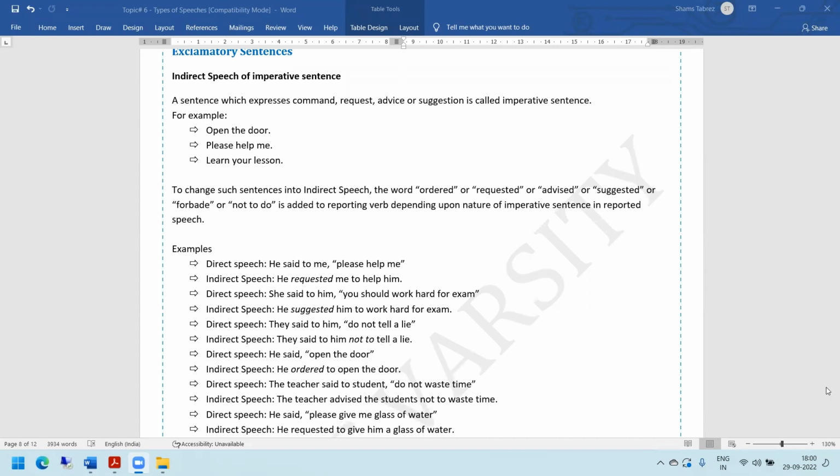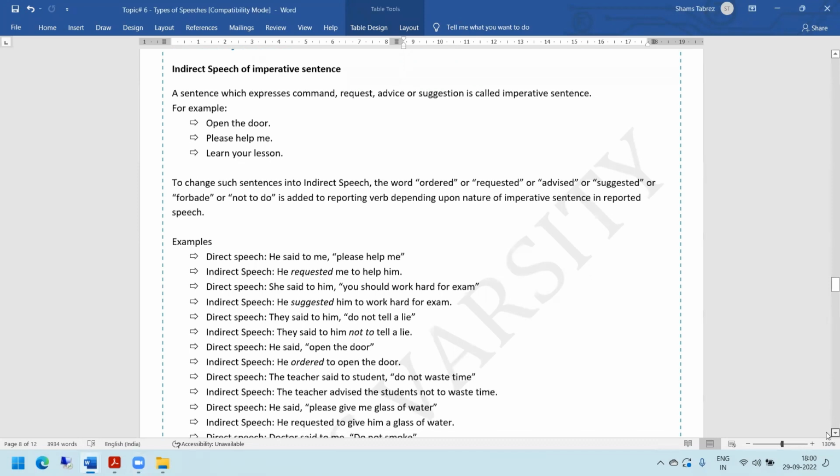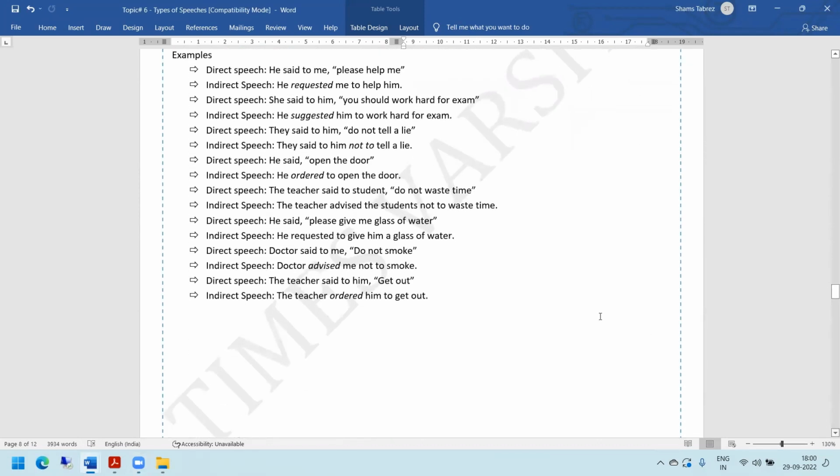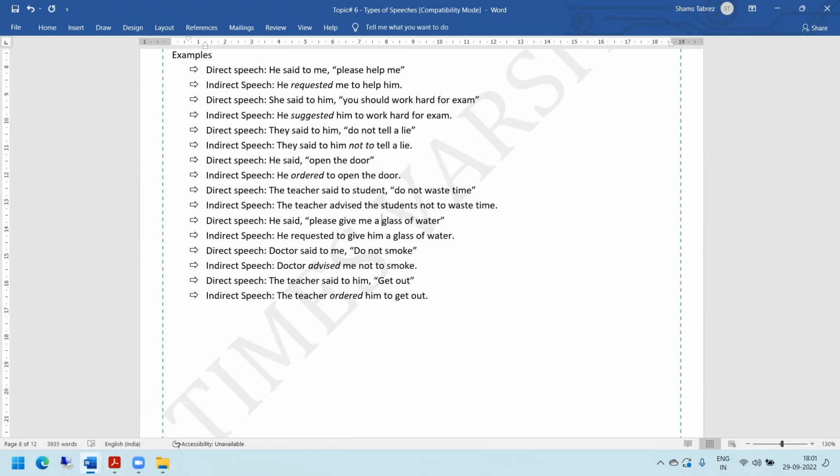Okay, so these are some of the sentences. Let's say direct speech. He said, please give me a glass of water. Right? So an article should also be added here. Okay, a glass of water. All right. Indirect speech. He requested to give him a glass of water.